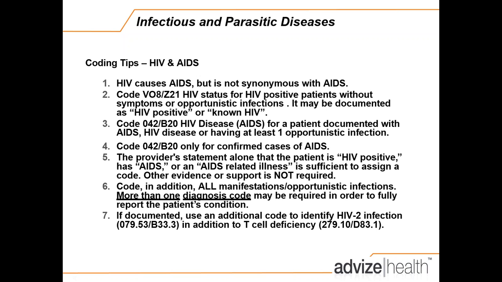Code the B20 only for confirmed cases of AIDS. The provider's statements alone that the patient is HIV positive, has AIDS, or AIDS-related illness is sufficient to assign a code. Other evidence or support is not required. Code in addition all manifestations for the infection. More than one diagnosis code may be required in order to fully report the patient's condition. If documented, use the additional code to identify the HIV infection, in addition to T-cell deficiency.